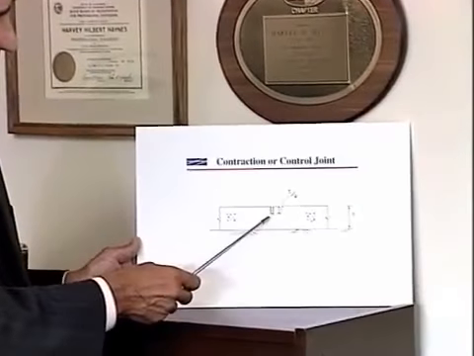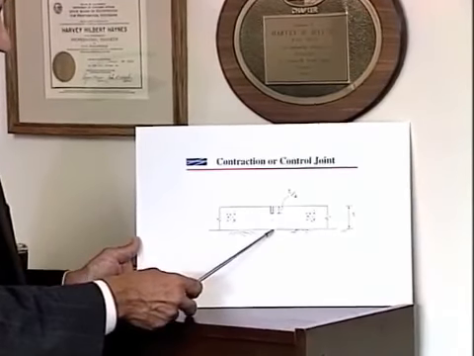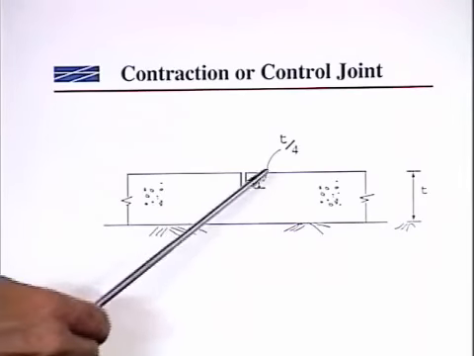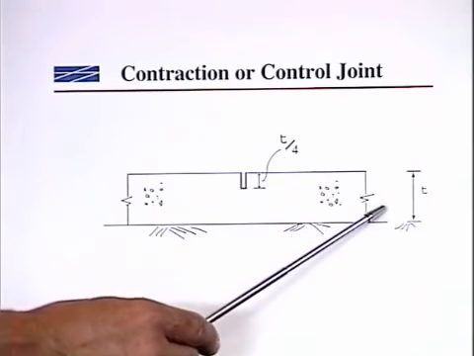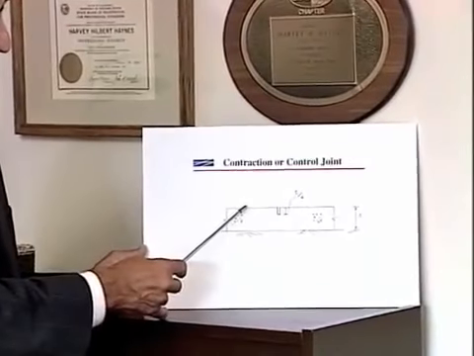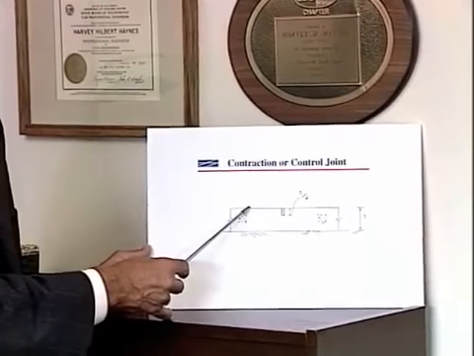A contraction joint is an intentionally weakened section in the slab so that the crack occurs at that location. The recommendation is that the weakened section be 1/4 the thickness of the slab. Concrete that is cast in the summer and then exposed to cold winter temperatures will contract or shorten. As that contraction occurs, it's the weakened section that will crack and therefore prevent unsightly random cracks in the slab.